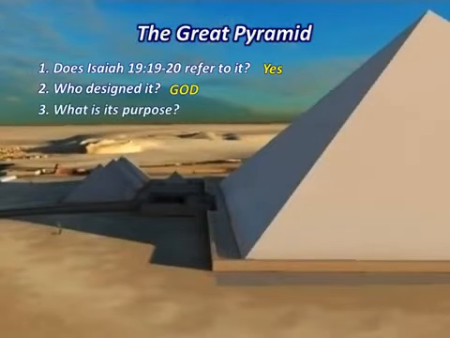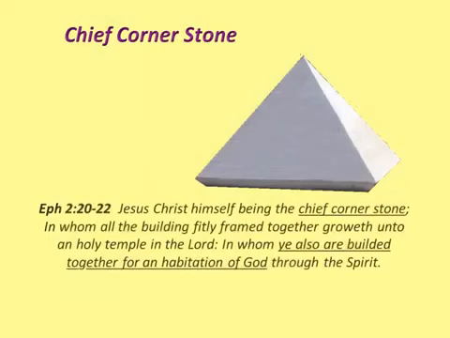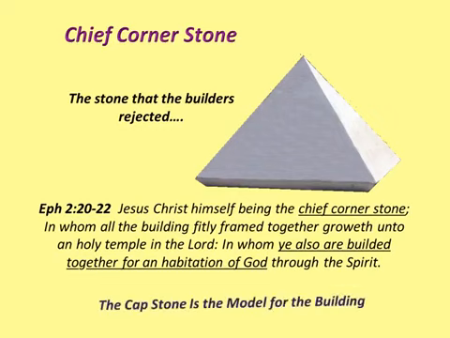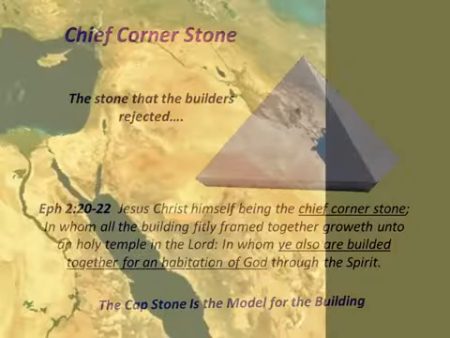What is its purpose? Well, we understand that it has a chief cornerstone. And it says that we're builded up together for habitation of God through the Spirit. And it's the stone that the builders rejected. And it is the perfect template to build the entire rest of the pyramid. So with that one stone, you could build the entire rest of the structure. It's a model for the building.